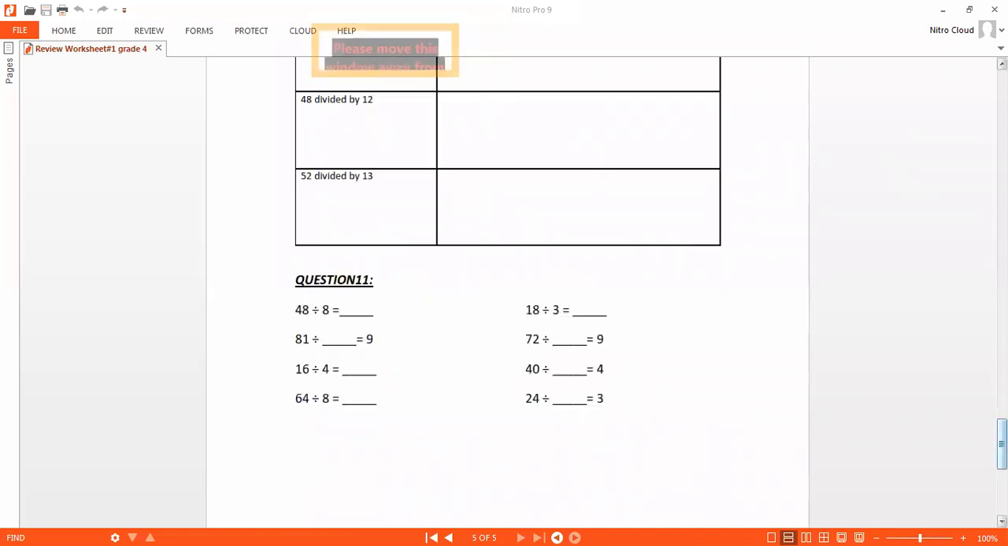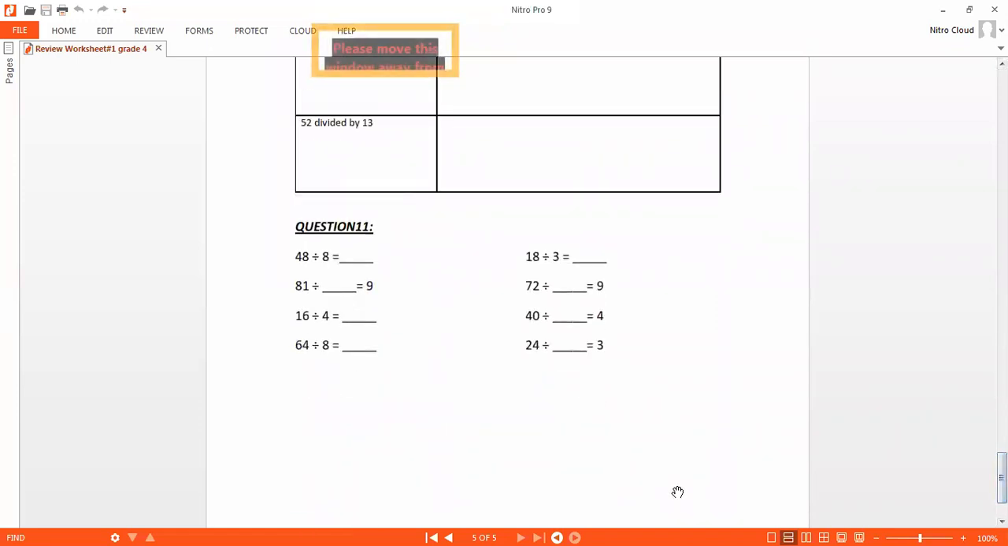Now we're going to go for the last question, which is division but using the multiplication table that you know. So what's 48 divided by 8? You should ask yourself, what's the number you multiplied by 8 to get 48? It's 6. Now 81 divided by what to give us 9? It's 9, because 9 times 9 is 81. 16 divided by 4, it's 4, because 4 times 4 is 16. And 64 divided by 8, it's 8, because 8 times 8 is 64.